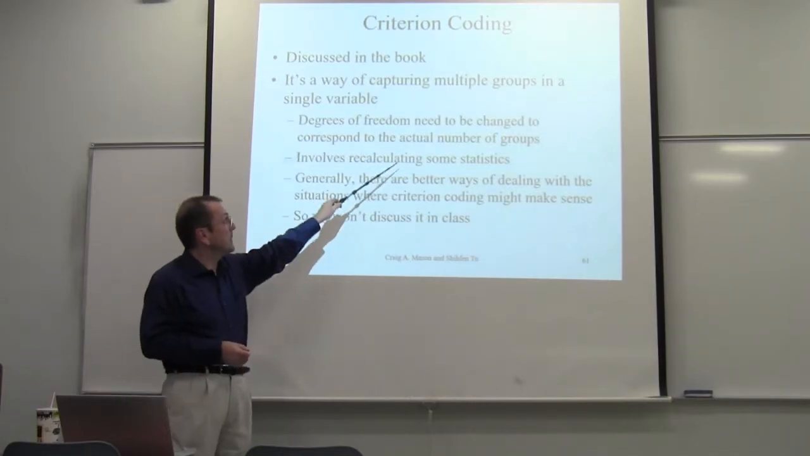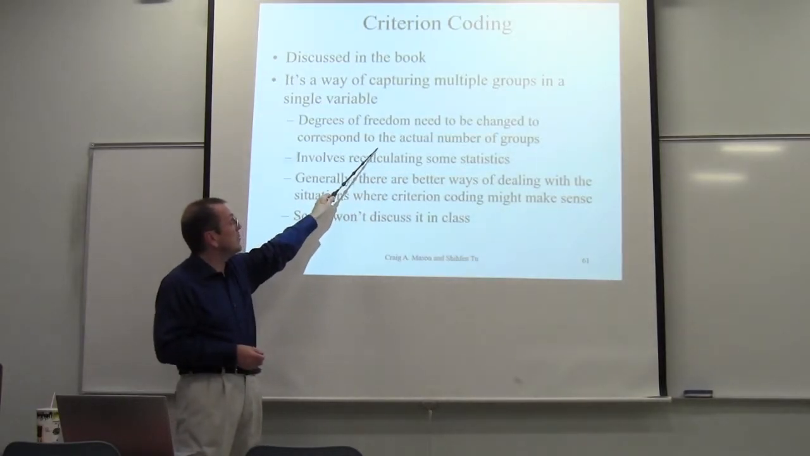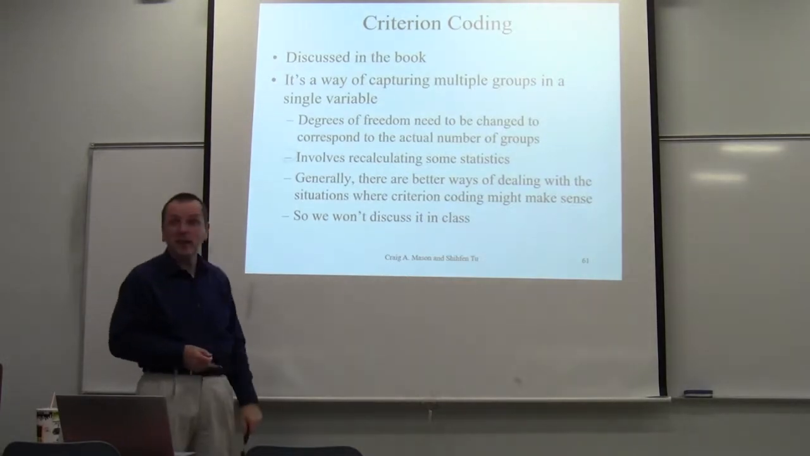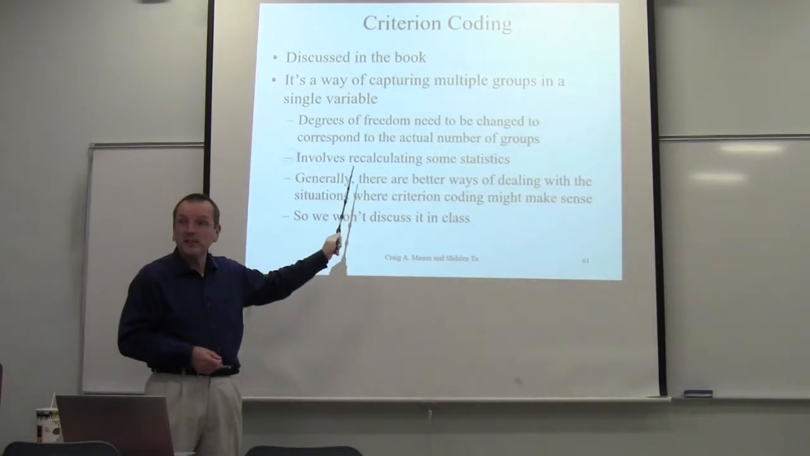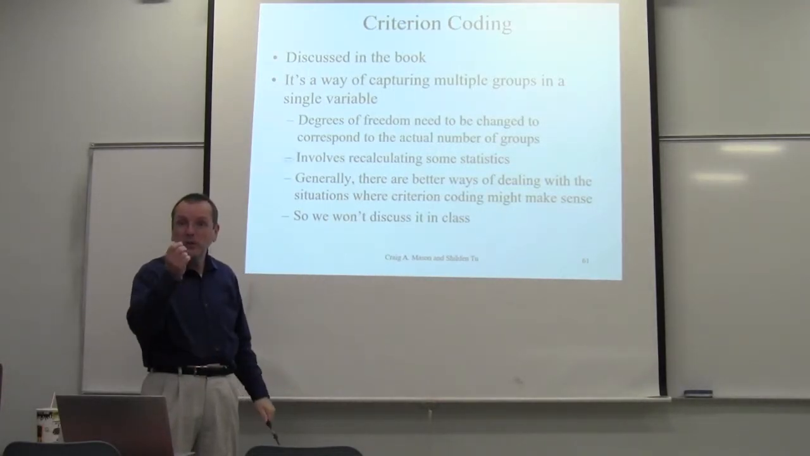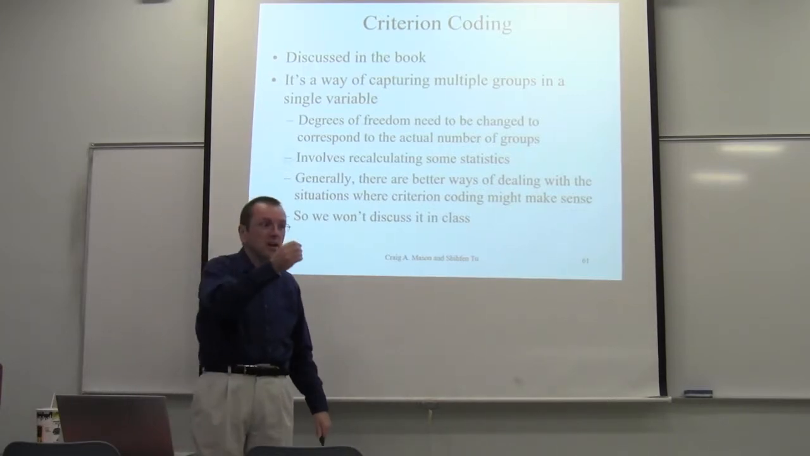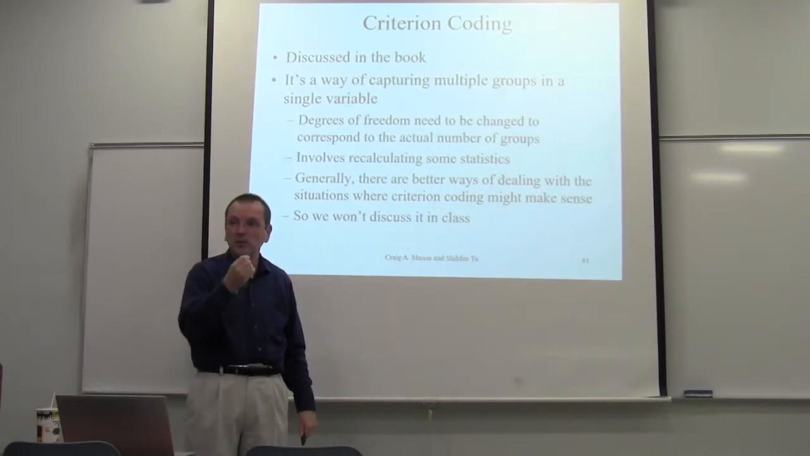But the problem is, because it's going to give you the wrong degrees of freedom, you have to then end up recalculating things by hand, and you're more likely to screw up, I think, once you start trying to make categories into a continuous variable.